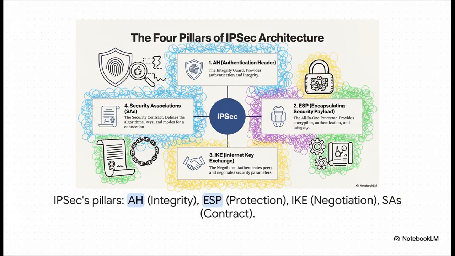Okay, first up, you've got AH, the integrity guard. Its only job is to make sure data hasn't been messed with. Then there's ESP, the all-in-one protector. This one's really the star of the show, handling both tampering and secrecy. The third pillar is IKE, the negotiator, and it's responsible for setting up all the rules of engagement. And finally, you have security associations, or SAs. Think of these as the official security contracts that IKE writes up.